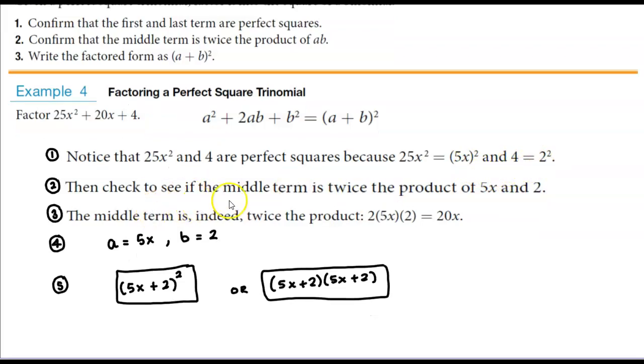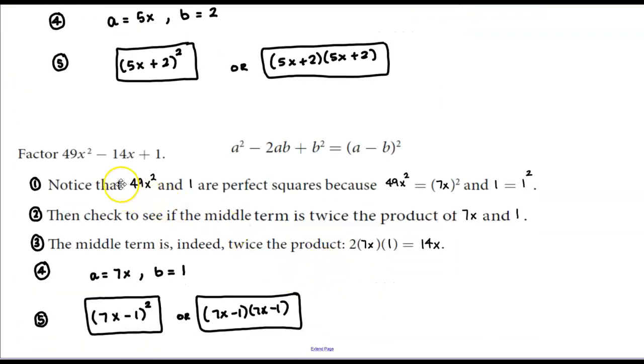Then we need to check to see if the middle term is twice the product of 5x and 2. Well, the middle term is indeed twice the product because it's 2 times 5x times 2, which is equal to 20x. So therefore, we can confirm that a is equal to 5x. We can confirm that b is 2. And so writing it into the factored form, we have (5x plus 2) squared, or we can expand it by writing it as (5x plus 2) times (5x plus 2).